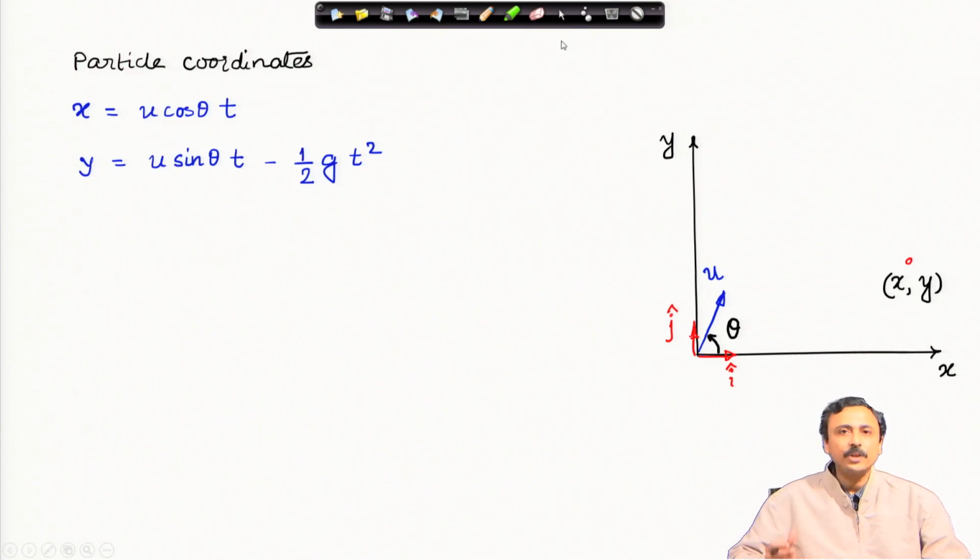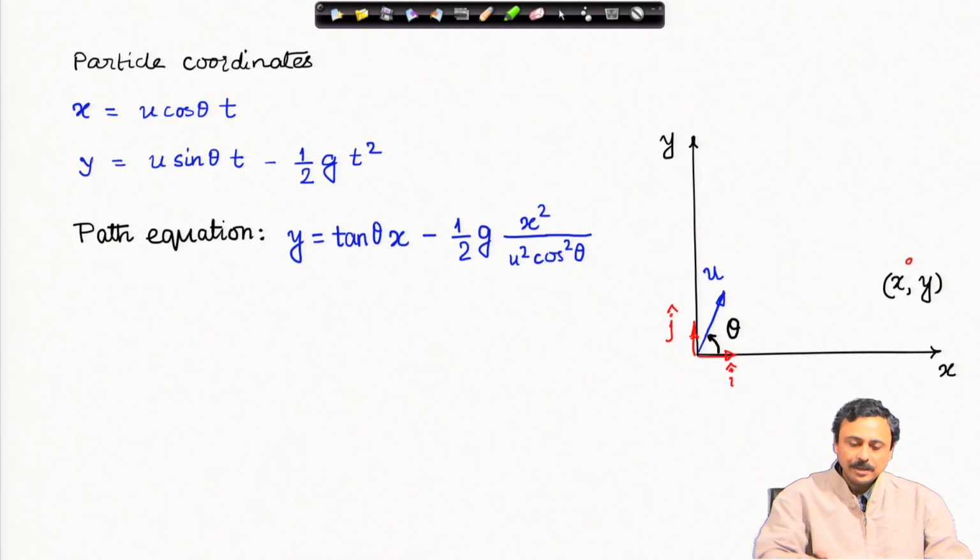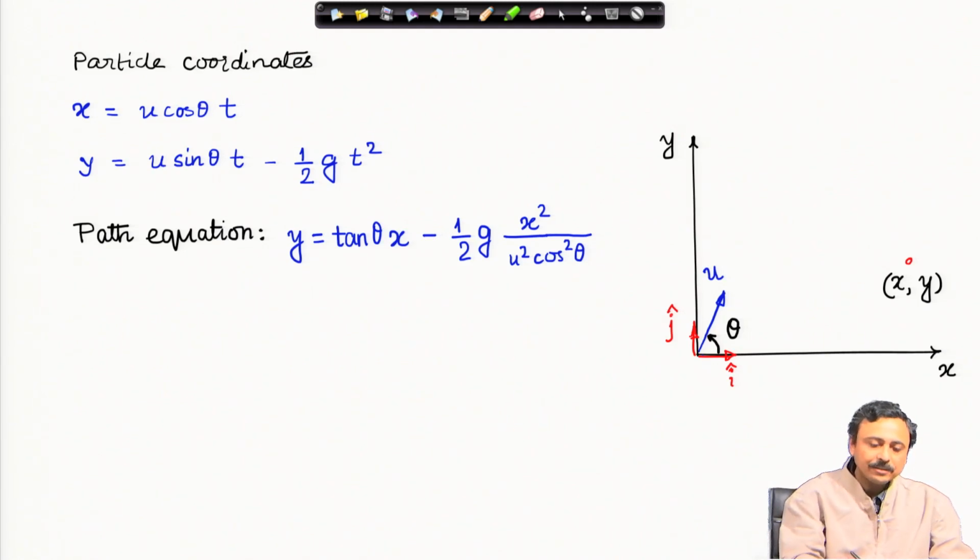Now, the coordinates of the projectile particle can be very easily obtained. You have seen this before, I am sure. So, the x coordinate varies as u cos theta times time, and the y coordinate varies as u sin theta times time minus half g t square.